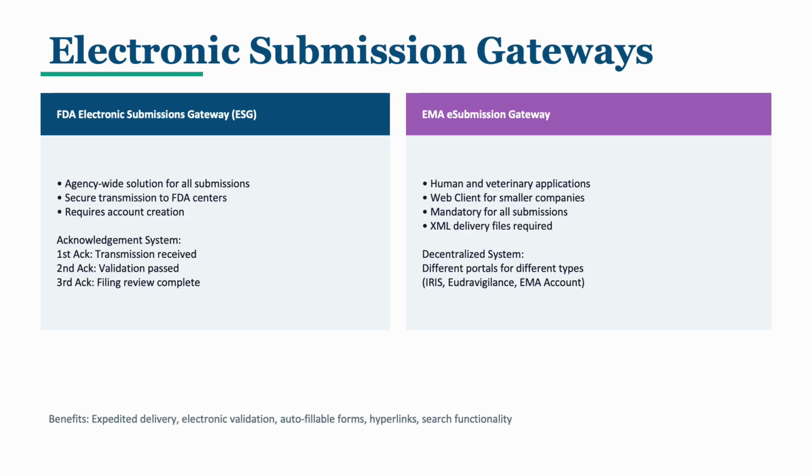Electronic submission gateways are the critical infrastructure that makes eCTD possible. FDA's Electronic Submissions Gateway, ESG, is an agency-wide solution that accepts all electronic regulatory submissions. The FDA Acknowledgement System provides feedback at 3 stages. EMA's eSubmission Gateway serves a similar function for European submissions. Both gateways offer significant benefits: expedited automated delivery, electronic validation, auto-fillable forms, hyperlinked navigation, and search functionality.